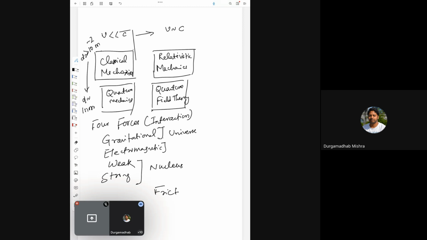They are. They have to be, because this is what we have defined, these four fundamental forces.